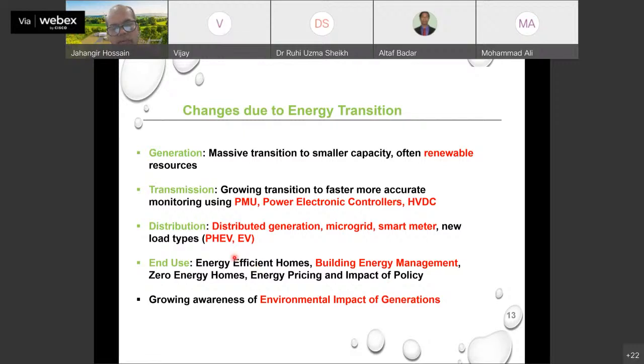And then new loads, which we already talked about: plug-in hybrid electric vehicles or pure electric vehicles are also being integrated into the distribution system.